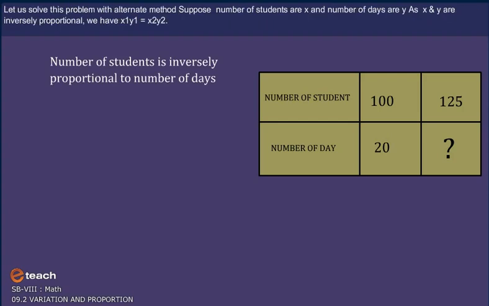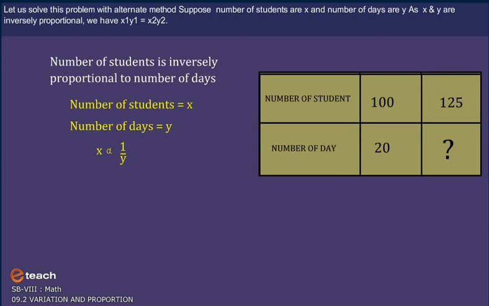Let us solve this problem with an alternate method. Suppose the number of students is x and the number of days is y. As x and y are inversely proportional, we have x1 y1 is equal to x2 y2.